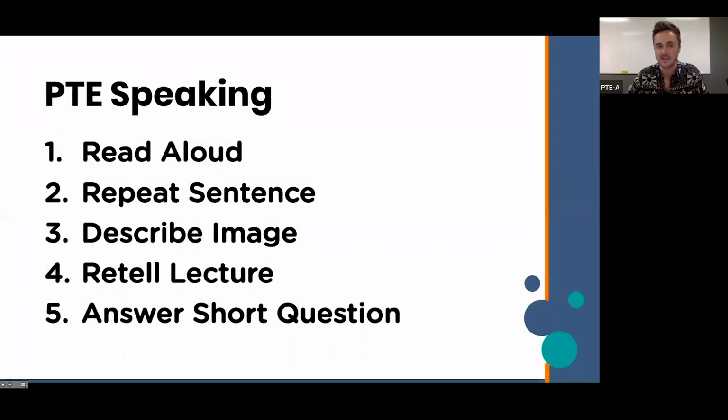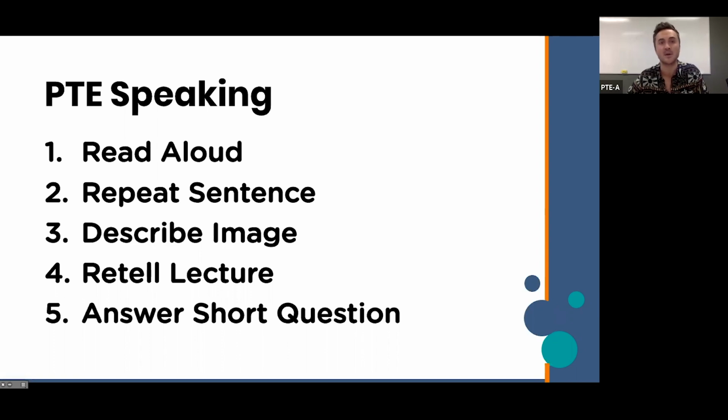There are, in total, 5 PTE speaking tasks. They are read aloud, repeat sentence, describe image, retell lecture, and answer short question. Okay? There are no other tasks that contribute points to your speaking aside from these speaking tasks. However, bear in mind that some of these tasks contribute points to other skills.